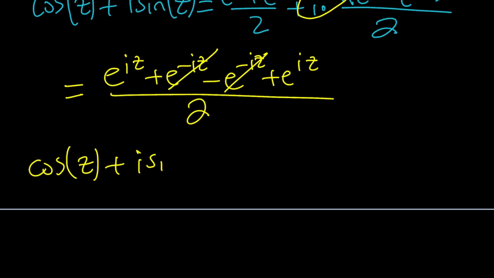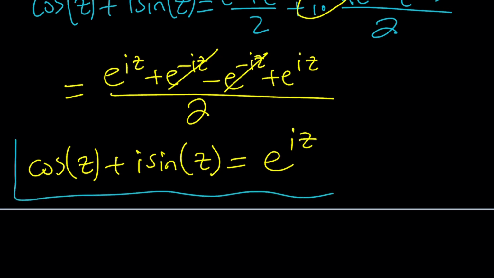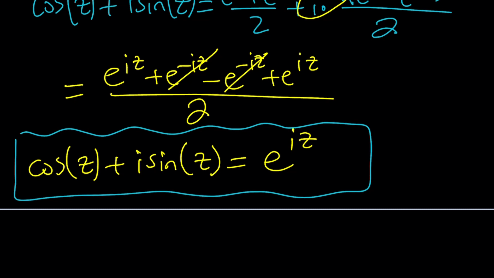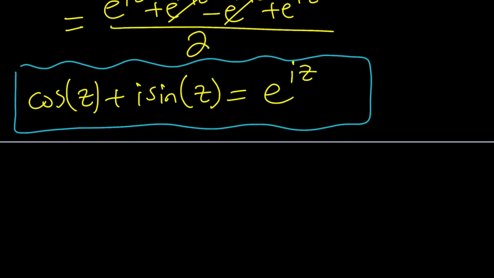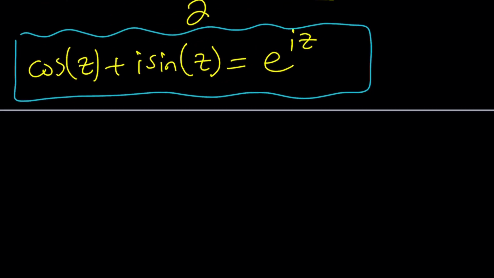Cosine z plus i sine z equals e to the power iz. Wait a minute. Isn't this Euler's formula? Yes, it is. But we just verified it one more time backwards. So as soon as you see something like cosine alpha plus i sine alpha, you write e to the i alpha, but alpha this time is being replaced by a complex number. So this is kind of like a complex number written in polar form, but that also contains another complex number. Okay, so we're going to find this number that satisfies our equation.